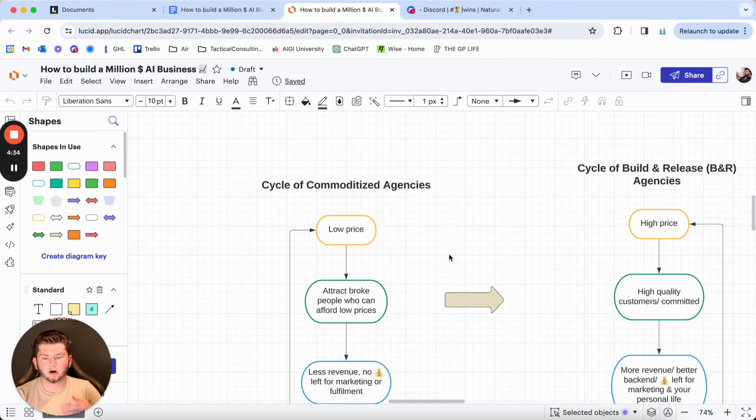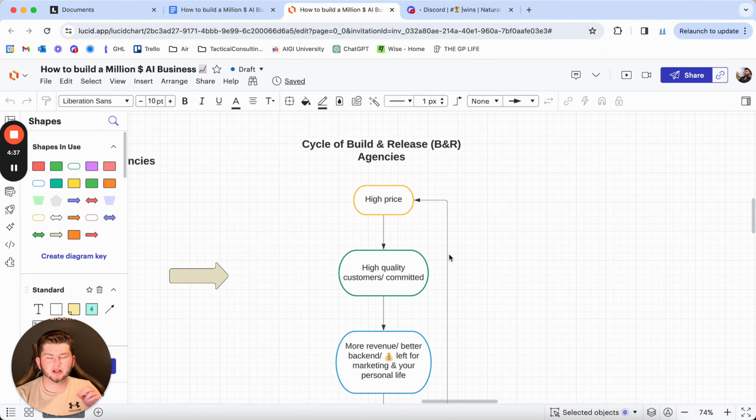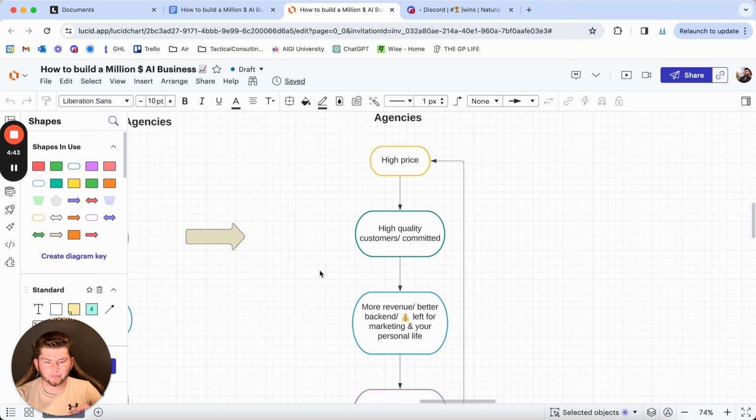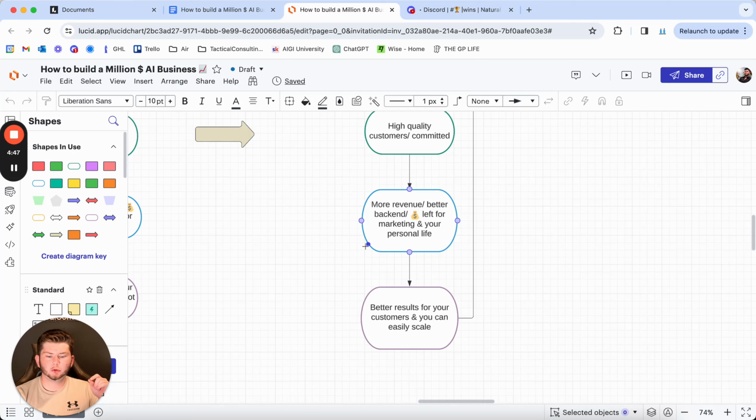It's just going to go on and on and on. But then when you start building and releasing, and more specifically building and releasing with AI, you get to charge a high price, $9,500 up front. You have high quality customers that are very committed.